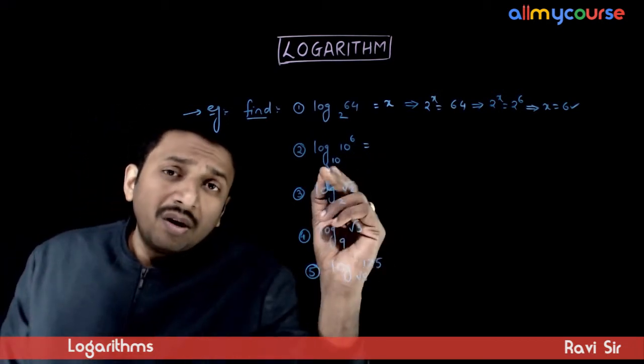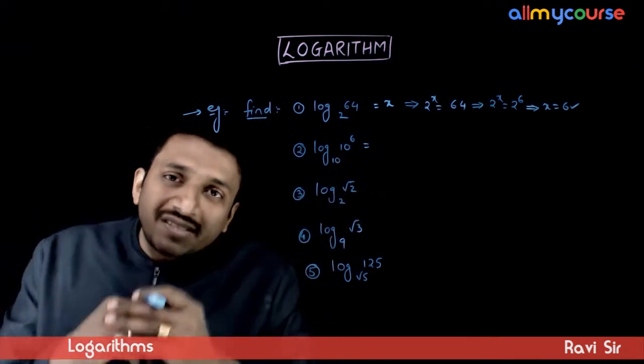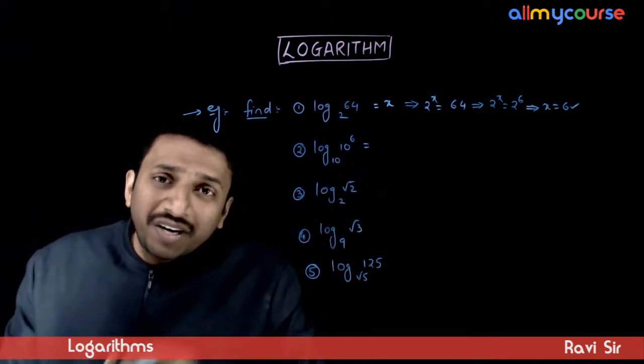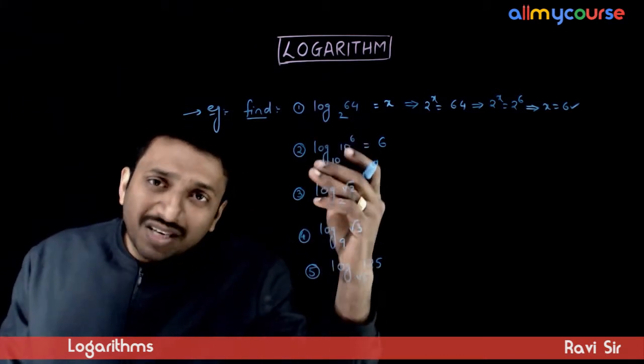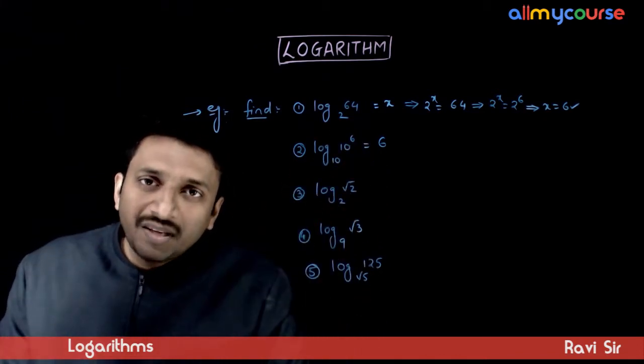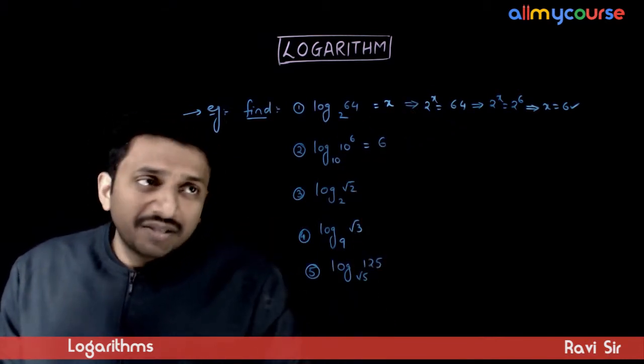Next, if you have something like this, log 10 power 6 to the base 10. Again, the question is to what power should 10 be raised to get 10 power 6 as the answer? The answer is, I hope, very clear. The answer should be 6, right? 10 has to be raised to the power 6 to get 10 power 6. So that's very clear. You can also do it by the above process. Get 6 as the answer.